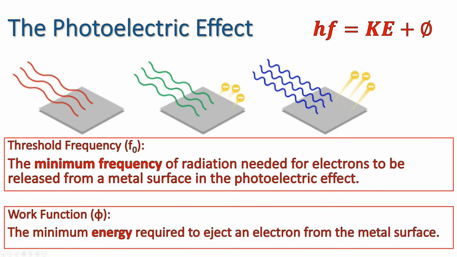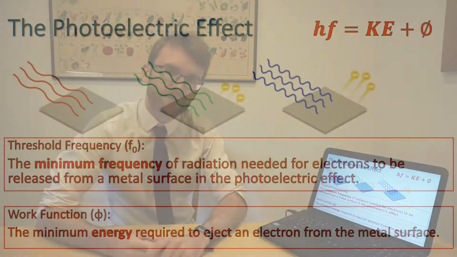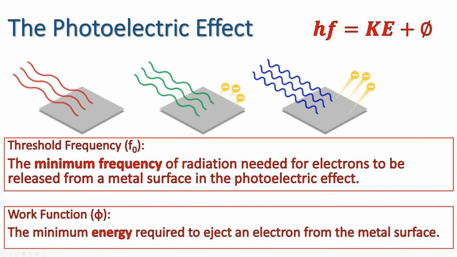A couple of keywords, key quantities for you. All metals have a threshold frequency. That is the minimum frequency required in order to eject an electron. Anything below the threshold frequency, nothing will happen. Anything above the threshold frequency, we see electrons of increasing kinetic energy. Because E equals hf, I can use that to work out the energy of a photon with the threshold frequency. I call that the work function.